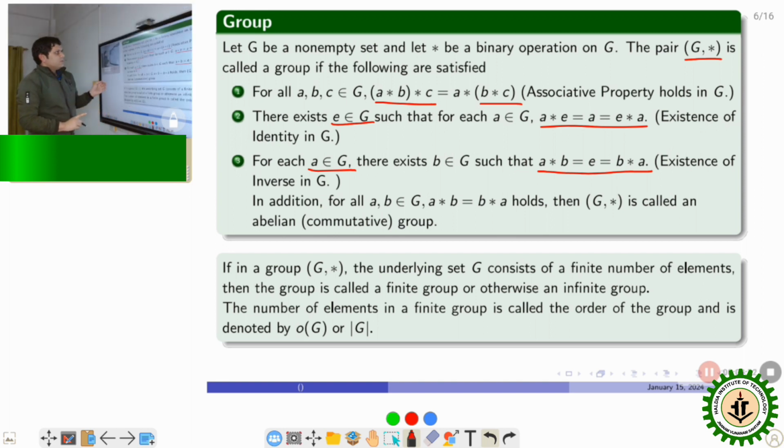In addition, if we take any two elements a, b in G and the condition a star b equals b star a is satisfied, then we also call G comma star an abelian or commutative group. Okay. So if any non-empty set with binary operation star satisfies the first three conditions, then we call G comma star a group. And in addition, if the commutative property holds, then we call G comma star a commutative or abelian group. Now, in any group G comma star, if the set G is finite, then the group is called a finite group. And if the set G is infinite, then we call the group an infinite group. And the number of elements in a finite group is called the order of the group, and we denote this order by order of G, or |G|.